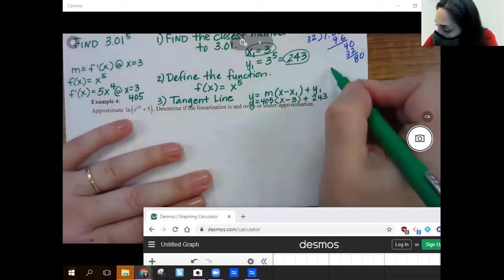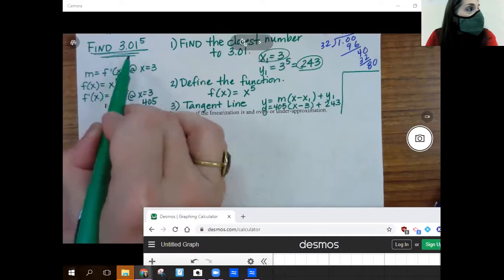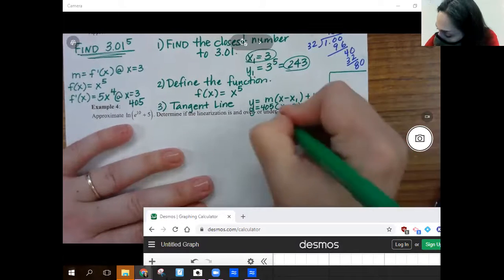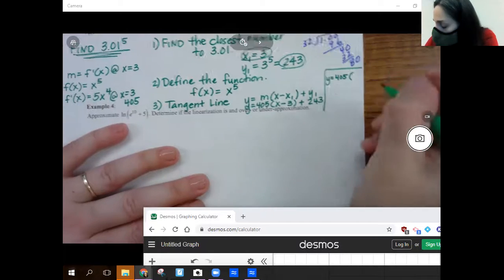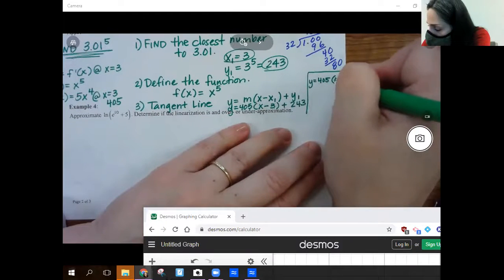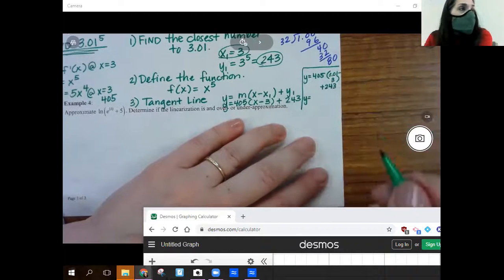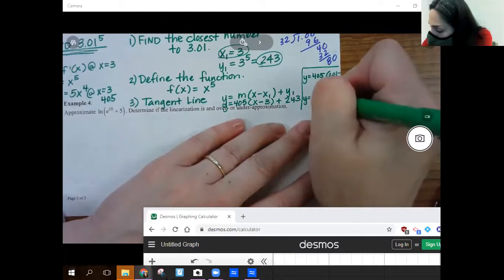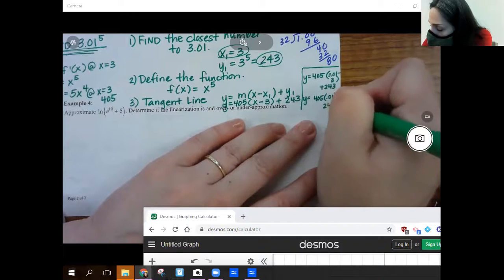Remember, now you're going to actually figure out what you needed to find in the very beginning, which was 3.01 to the 5th power. So put 3.01 into your tangent line. So y equals 405 times 3.01 minus 3 plus 243. Well, I know 3.01 minus 3, that's just 0.01. So 405 times 0.01 plus 243.